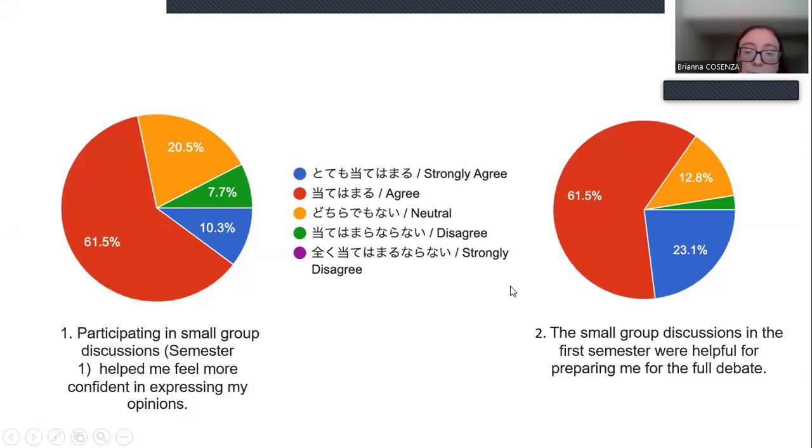So the first 2 was about how they viewed the small discussion in the 1st semester and how that helped them in the end of the seventh unit. So, participating in small group discussions helped me feel more confident in expressing my opinions. So I got mostly agreeing. So you have agree and then the strongly agree.